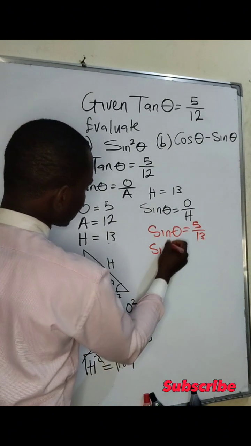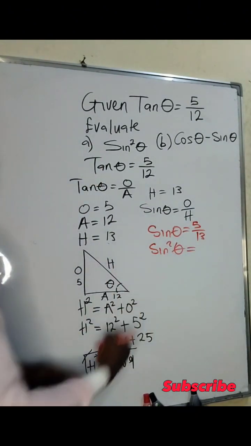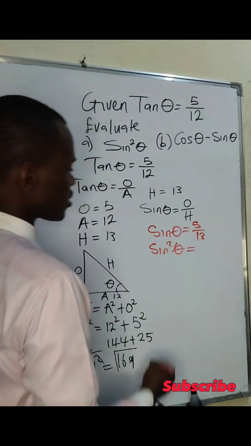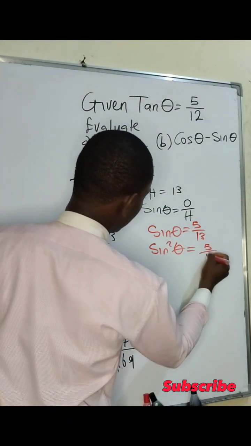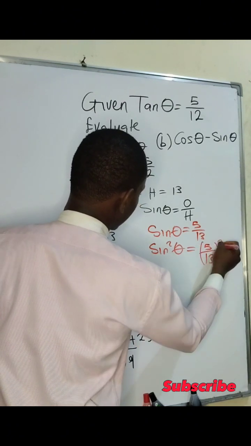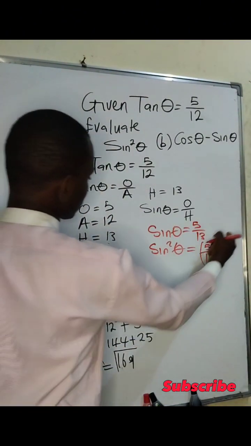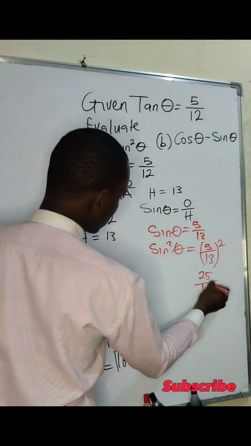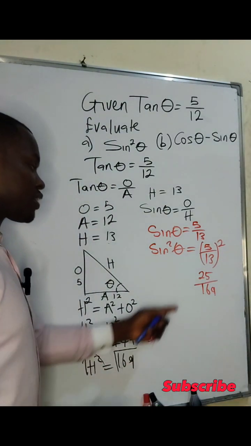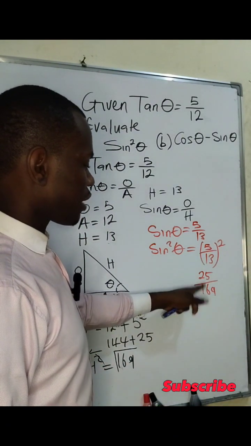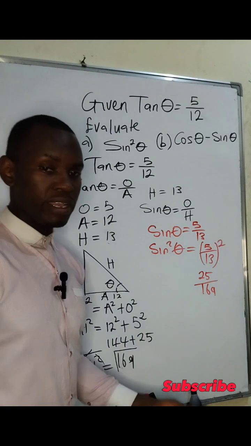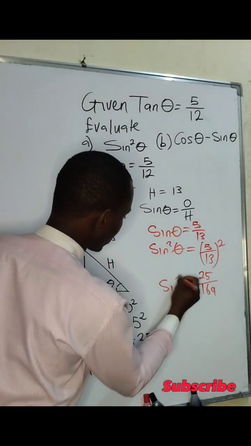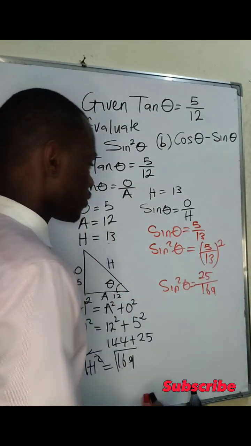Then we now talk about the square of theta. The square of theta means squaring its identity. I mean sine squared theta means squaring this identity. So we'll have 5 over 13 squared. All right, then let's square. 5 squared will give me 25, over 13 squared will give me 169. If there is any common factor that can divide up and down, we divide. But as it were, we cannot divide. This is the simplest form. So sine squared theta is equal to this.